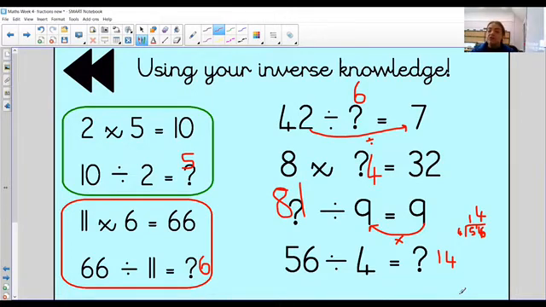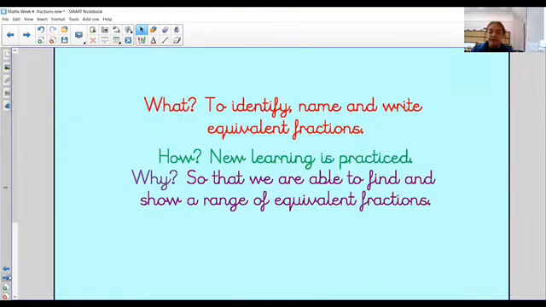Okay, so hopefully just a little bit of a refresh of how you can use your division and your multiplication to find out those missing numbers. Hopefully it's just woken your brain up to use today. So let's have a look then. What are we going to be doing today? We're going to continue our identify, name and write equivalent fractions. We're going to show this off in our Power Maths book and finding lots of equivalent fractions.